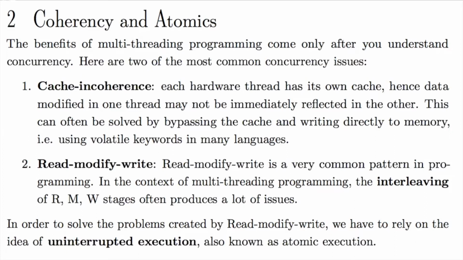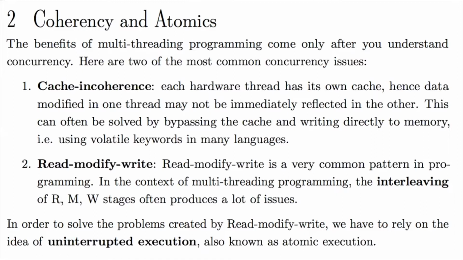One is cache incoherence. Each hardware thread has its own cache, which means that data that's modified in one thread may not necessarily show up as updated in the other. This can often be solved by just bypassing the cache and writing directly to memory, such as using volatile keywords that are present in many programming languages.